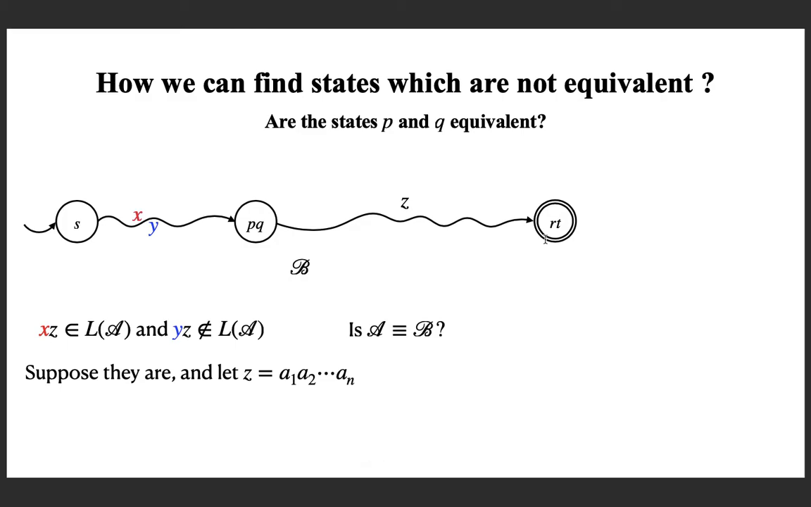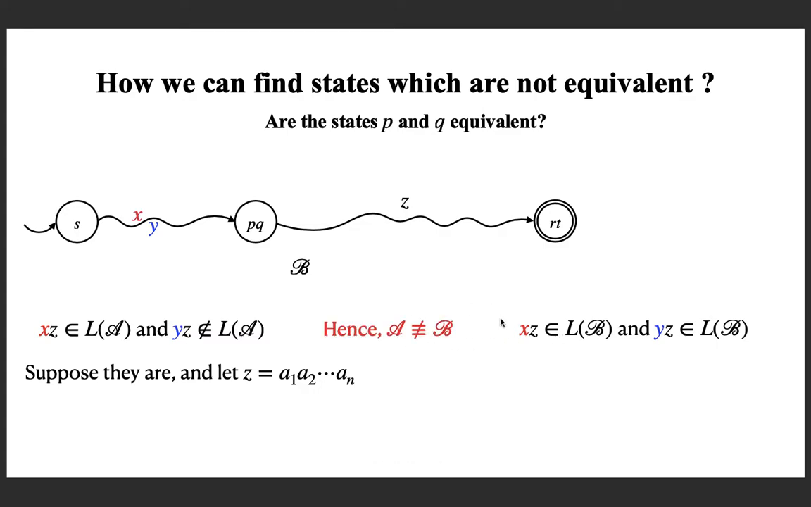Okay. Now what about this question? Are A and B equivalent? See what happens for XZ and YZ. Both are accepted in this case. Now the languages of A and B are different because at least in this case of YZ, it is not in the language of A, but it is in the language of B. So hence these are non-equivalent.